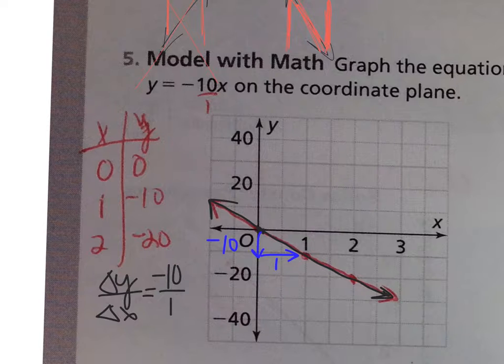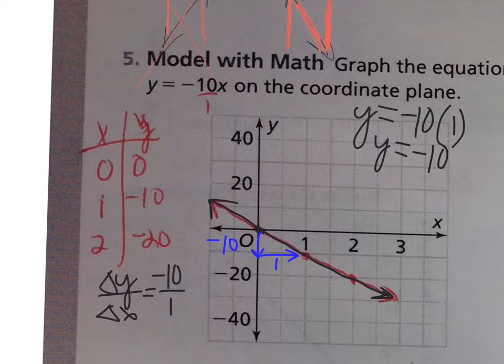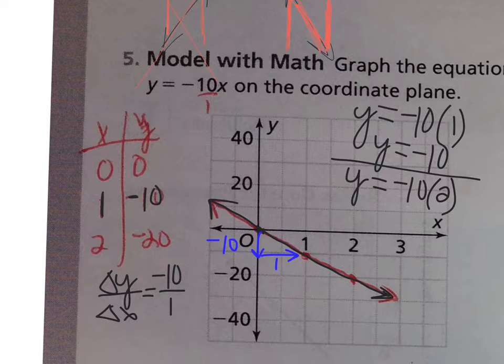Another way of doing this would be just to make a table. So (0, 0) we've got. If you put a 1 in for x, that's like -10 times 1, which is -10. Okay, so that's (1, -10), which is what we just talked about on the graph there. And then if you put a 2 in for x, that's -10 times 2, which is -20. So (2, -20) would be another point on the graph.